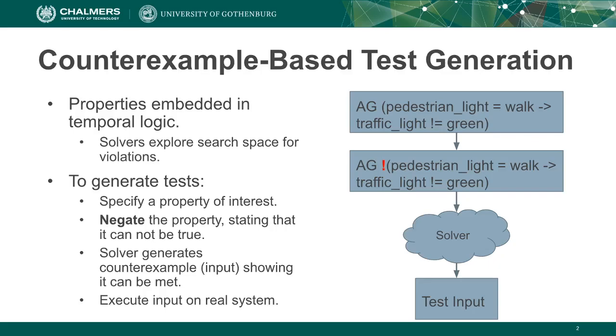Often we embed properties we want to show that can be met by the model. We negate those properties, claiming they cannot be met. The model checker then attempts to produce a counterexample illustrating how the property can actually be met. This counterexample offers test input that can be applied to the real system or the model to demonstrate that it can show a property of interest.